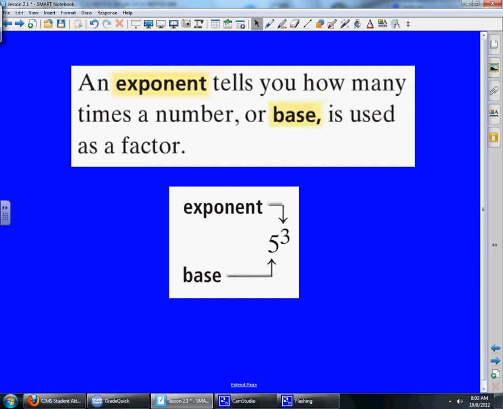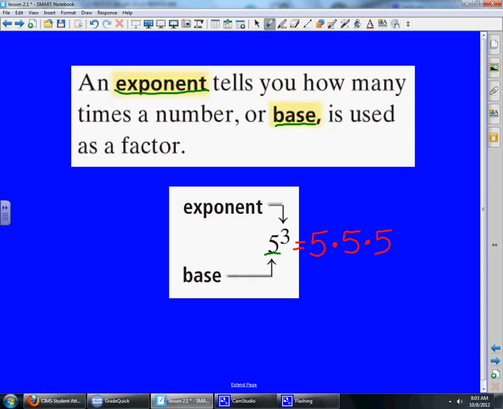The first definition that you need to write down is exponent. An exponent tells you how many times a number or a base is used as a factor. So if we look at this example, 5 is going to be the base and 3 is your exponent. This 3 tells you how many times you're going to multiply the 5. So another way of writing 5 to the 3rd is 5 times 5 times 5. Except I think I said 3 to the 5th. That should be 5 to the 3rd.